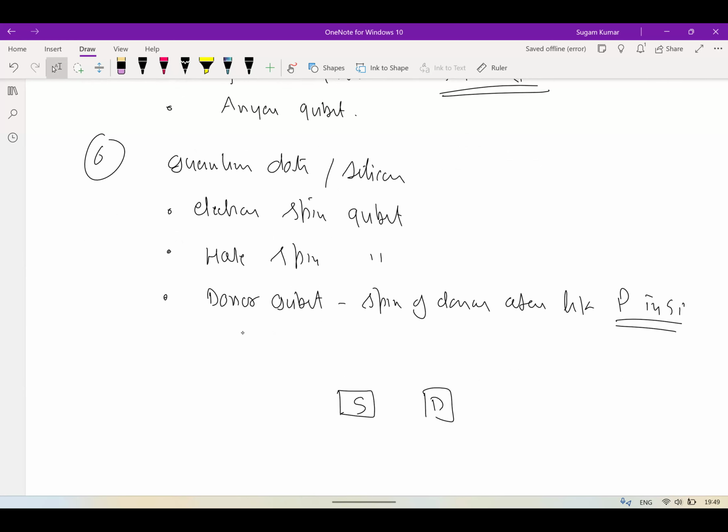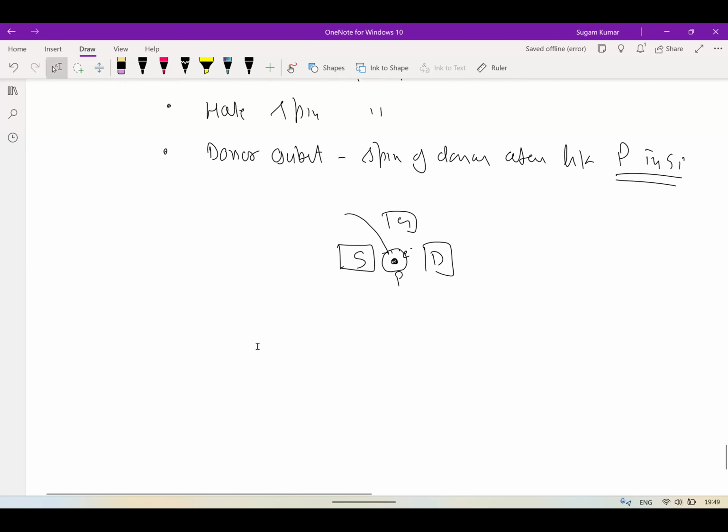So what you do is you simply have, let us say, a source, and then you have a drain and gate. So you can just implant one phosphorus atom. Okay. You can use a single ion implanter to implant a phosphorus, and its fifth electron you can utilize as a qubit. So we will talk a bit about this also.